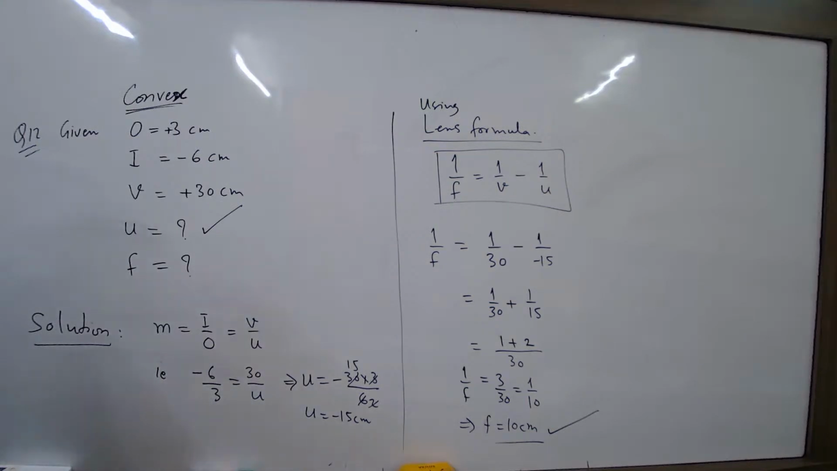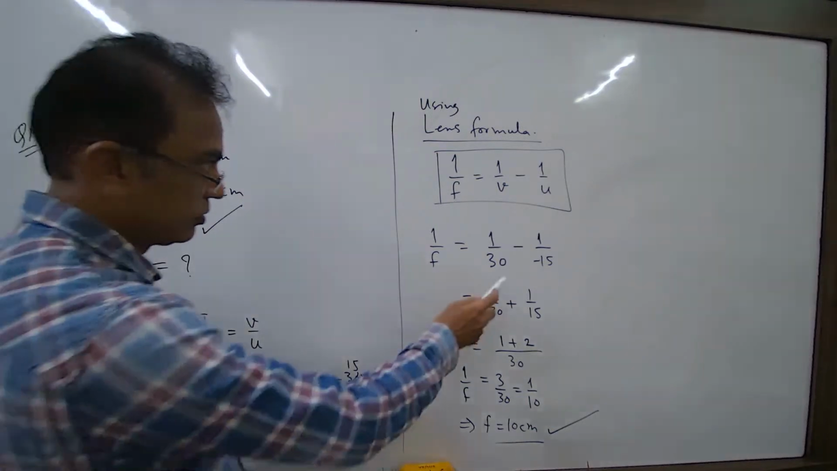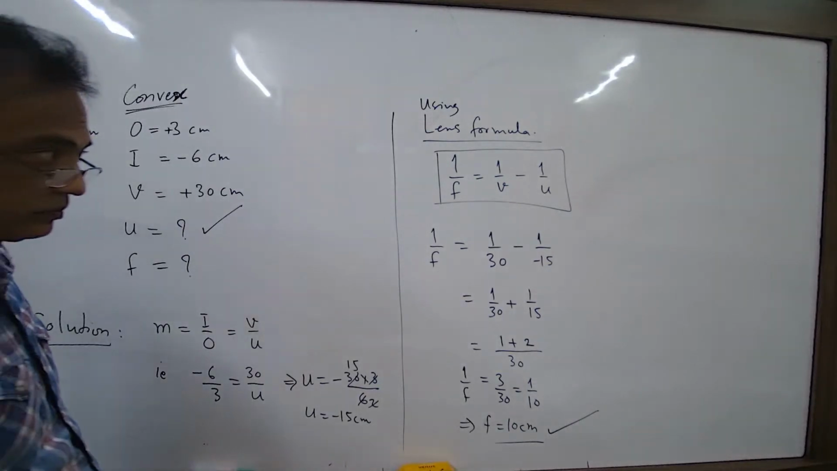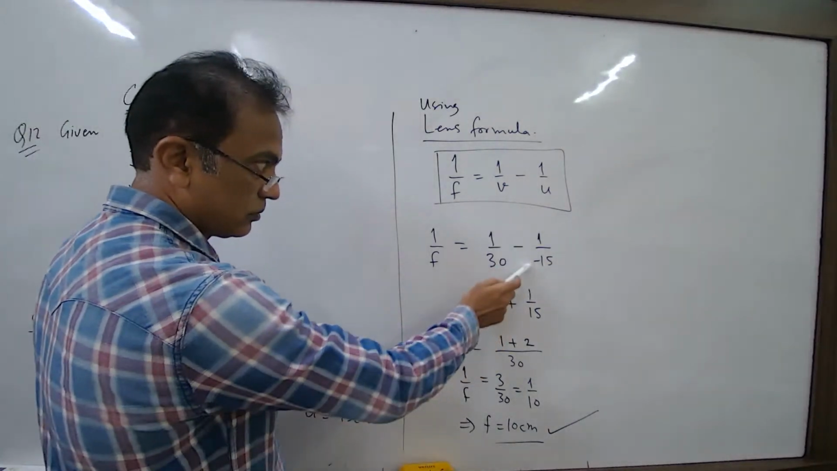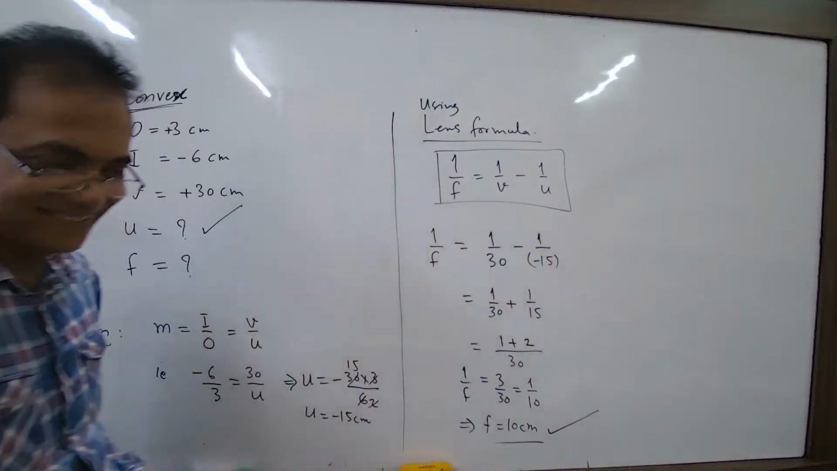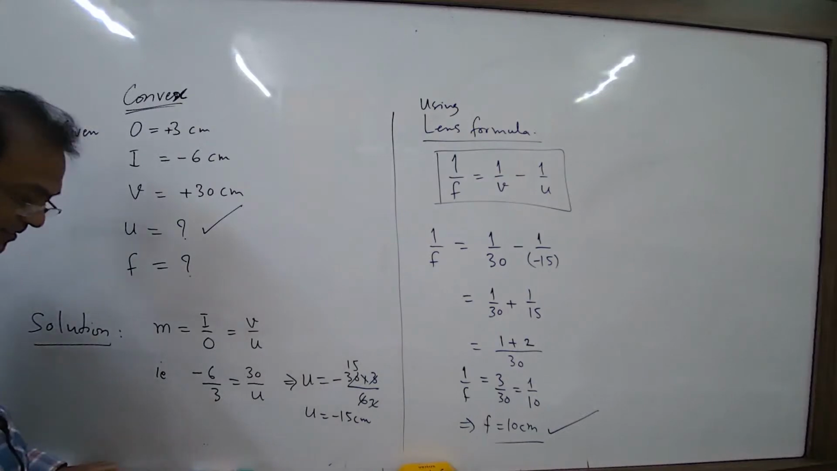So the minus 15. Minus is what? U, no? You got U minus 15. But then minus, how we won't take it. Minus minus. Yeah. Happens.